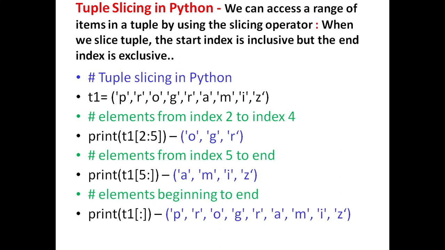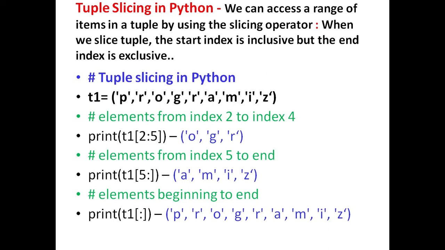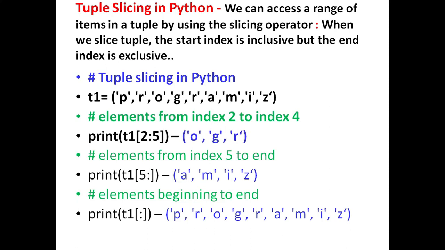We can access a range of items in a tuple by using the slicing operator. When we slice the tuple, the start index is inclusive but the end index is exclusive. Here tuple t1 is defined with these elements, and to print elements from index 2 to 4, we will use print t1 with 2, slicing operator and 5, since the end index is exclusive. So it will print elements at 2, 3, 4, that is O, G and R.